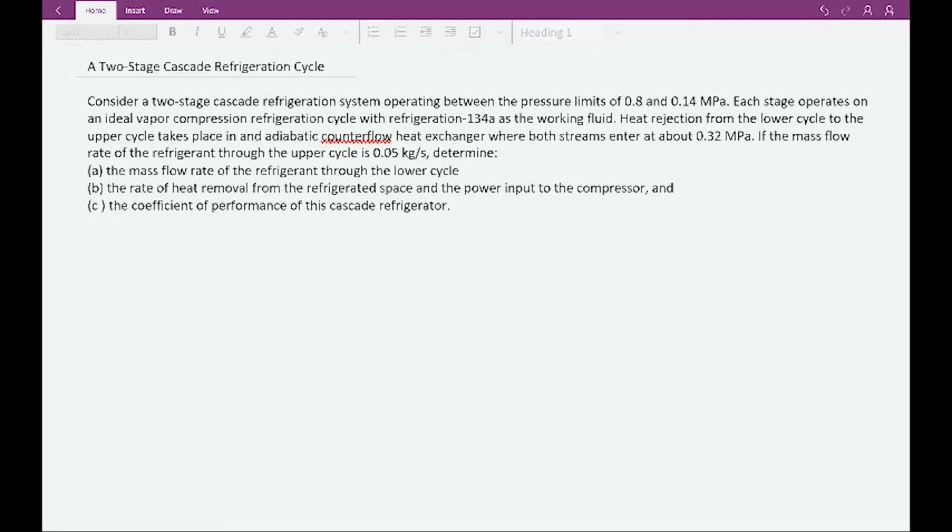Right, my name is Razi. So today we are going to do a tutorial on how to solve a problem related to a cascade refrigeration system.